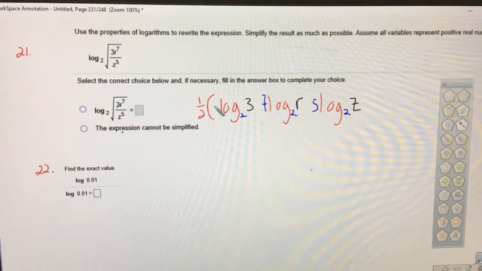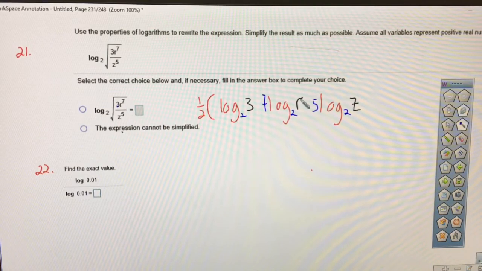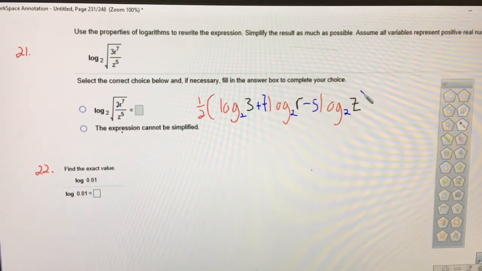Now, if it's on top, it has a plus sign, but I don't need a plus sign there. So I'm going to eliminate it. The 3 is on top. The R to the 7th is on top, so there's going to be a plus sign between those 2 items. The Z is on the bottom, so 5 log base 2 of Z is going to have a negative. I have to close my parentheses.